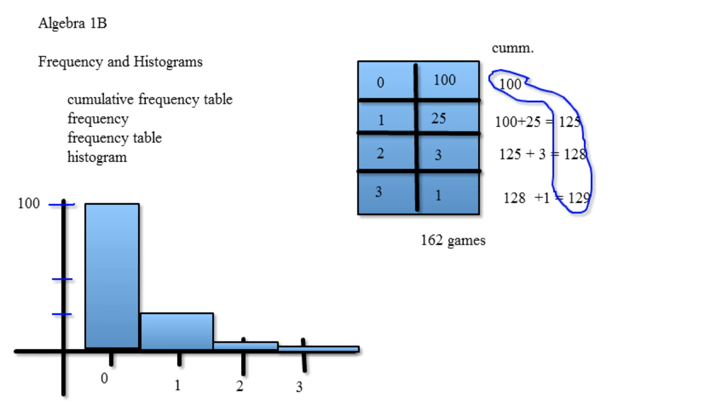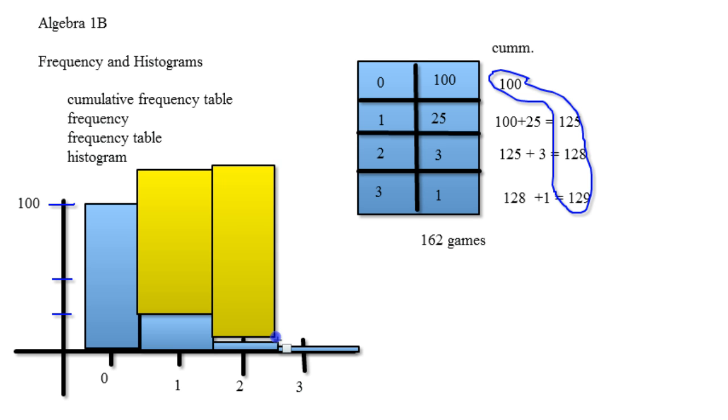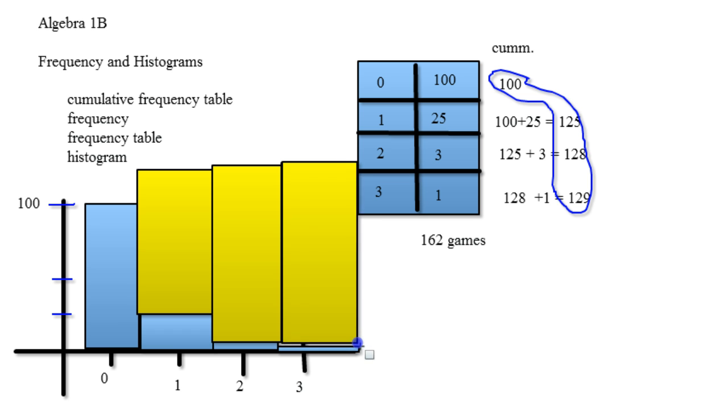Now, if we had a cumulative frequency histogram, you would probably have some different colors here. So for this one you would just add the 100 with this, and this one would be a little bit higher but not very much because you're only adding 3, and then this one just barely. So a cumulative frequency plot would actually look a lot like this.